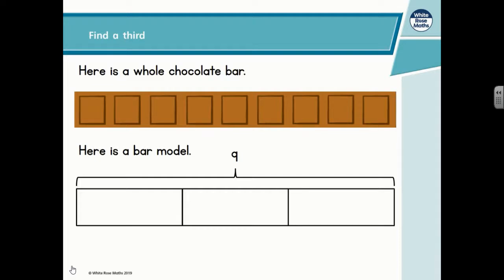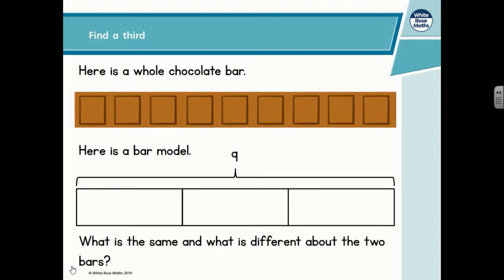And then you can see that my bar model has been split into 3 equal pieces. Let's have a look. What's the same and what's different about the 2 bars?